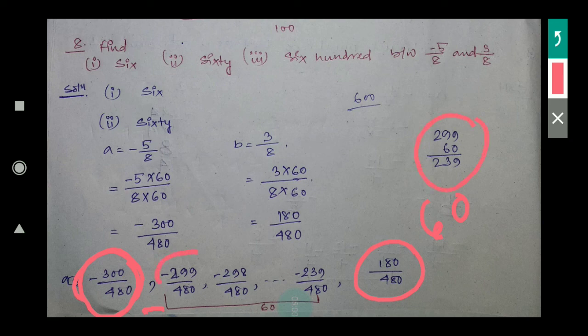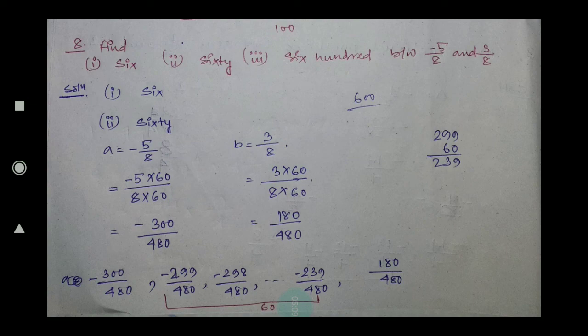The starting one is 299. From 299 I have subtracted 60, then it is 239. So here it will be 239 by 480. Okay.